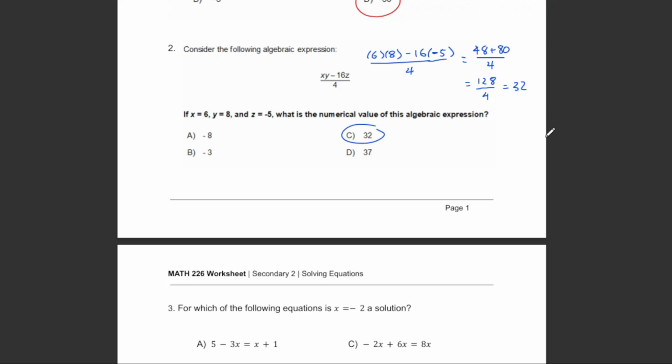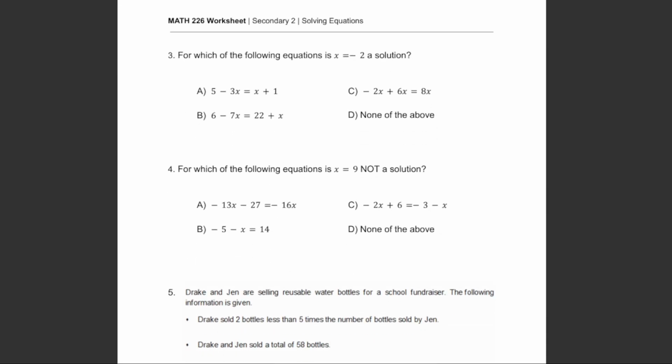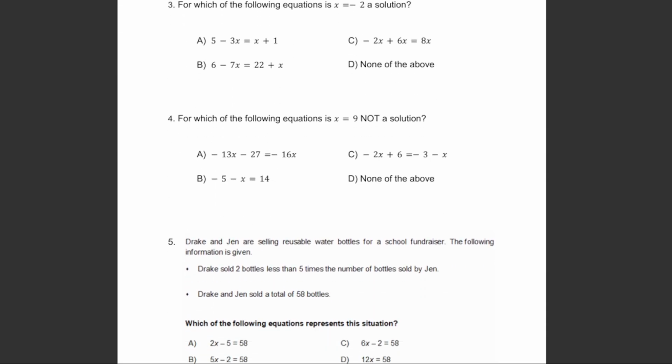Now on to question 3. Question 3 says, for which of the following equations is x equals minus 2 a solution? There are really two ways to go about doing it. The first way is you can solve these 3 equations and see if you actually get x equals minus 2 as your answer. That's the straightforward way of doing it. You solve all these as if they were just solving questions.